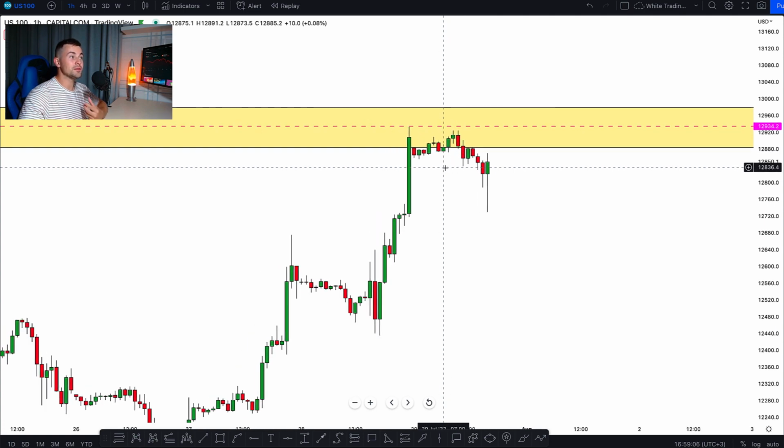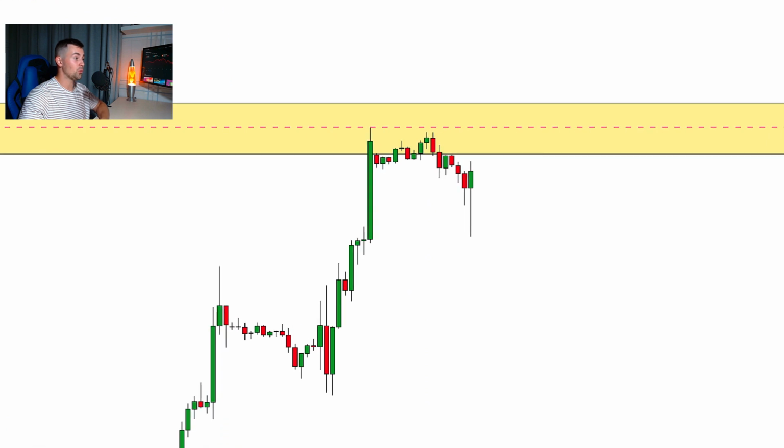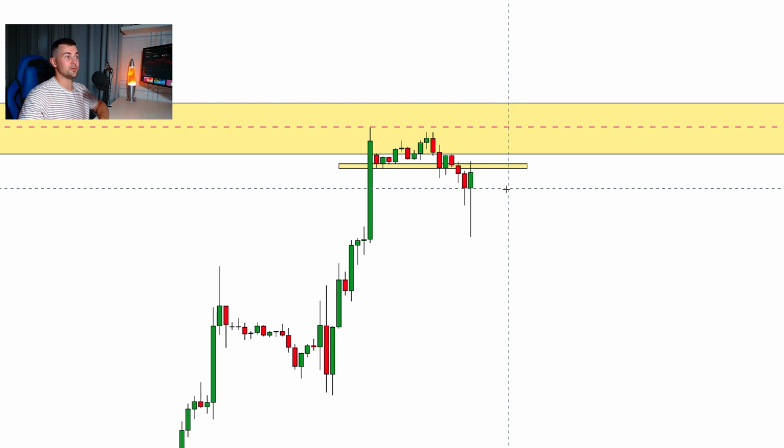Now let's discuss where our neckline was. Our neckline right here was based on the lowest wick and the lowest candle close, right? So here's our neckline right here, right?